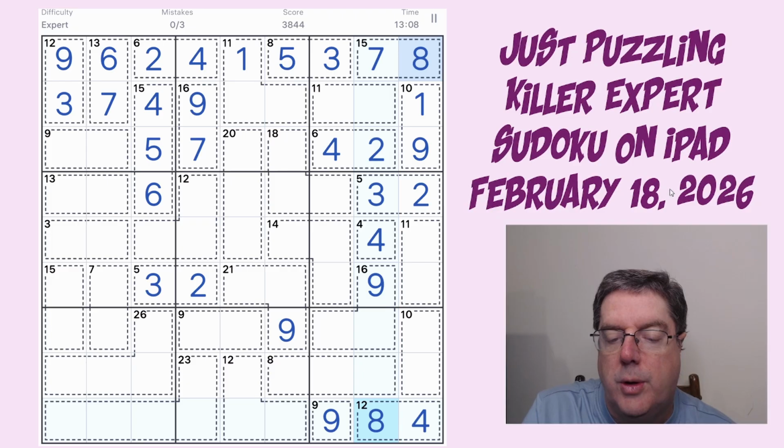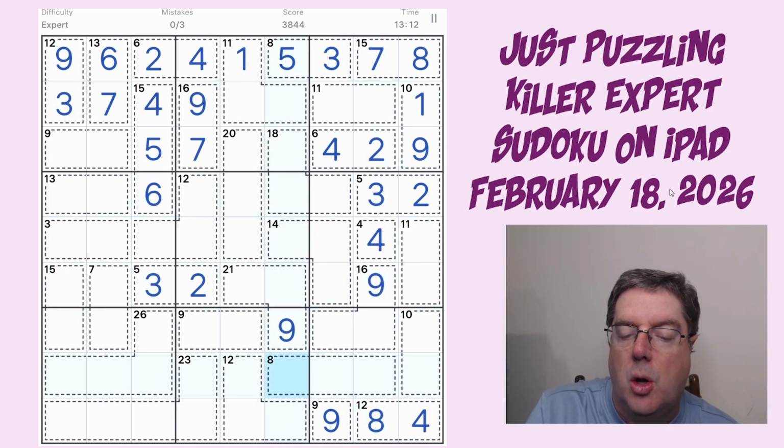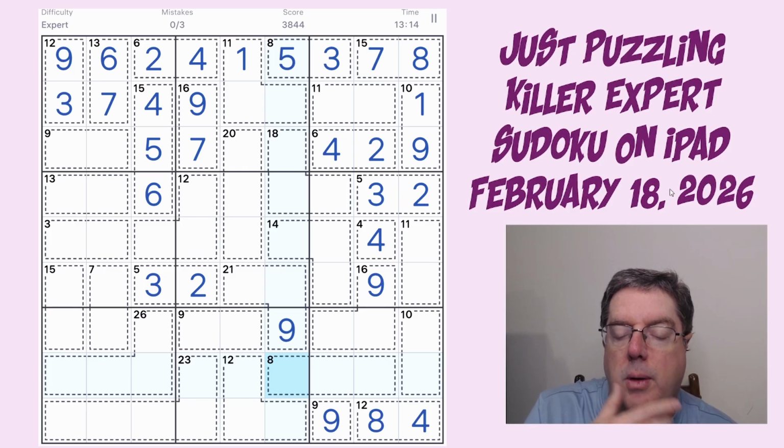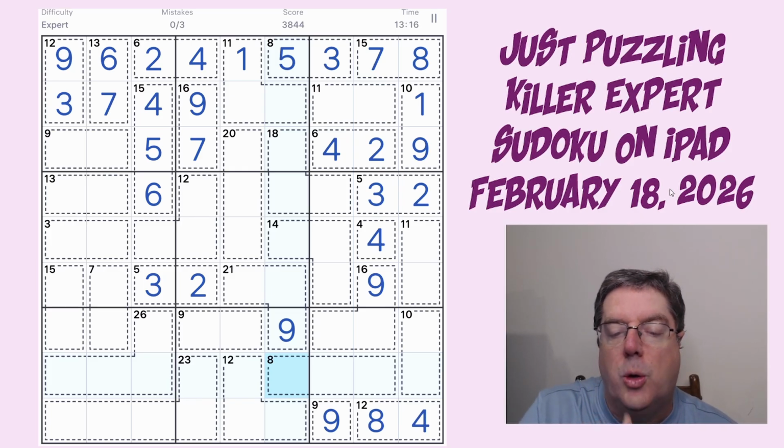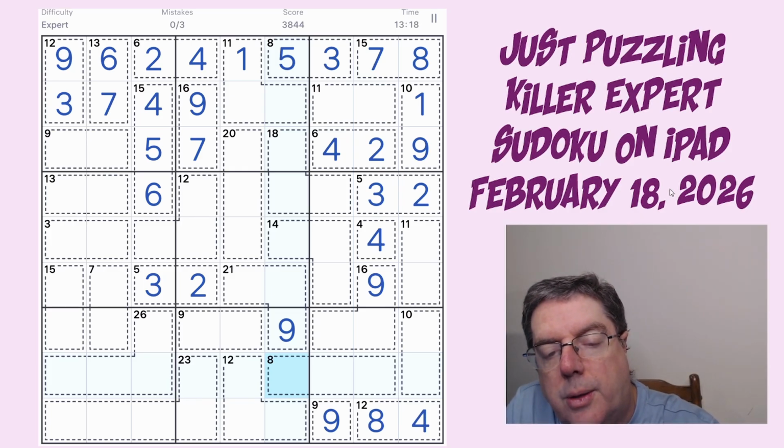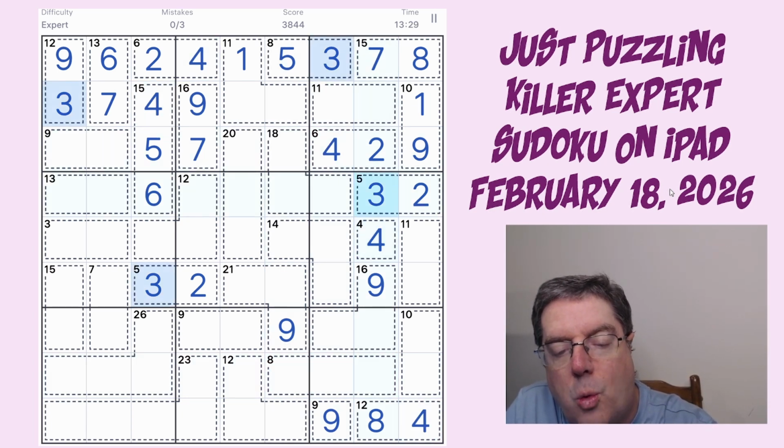4, 4, 4. So 4, 1, 3 works. No, 3 does not work. So this has got to be 1, 2 and 5 in some shape of order, because 3 and 4 can't be here. The only numbers that can be with an 8 are 1, 2, 5 or 1, 3, 4. Well, 4's out. Could go there, but then 3's out, so it doesn't.